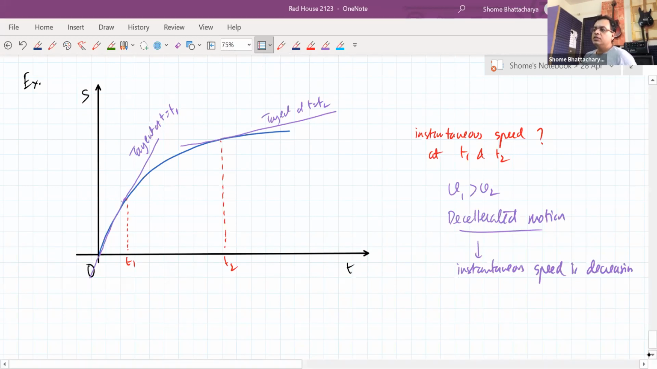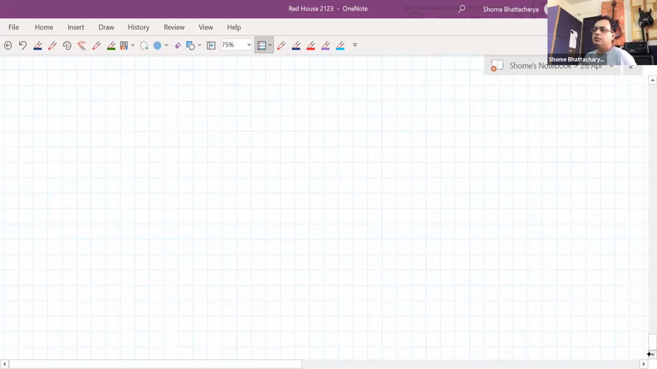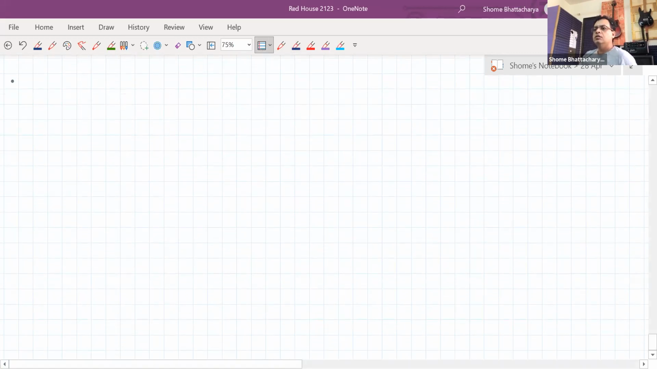Okay. Now let's come to our first numerical example. Now that we have understood the meaning of average speed and instantaneous speed, in terms of geometrical representation, it is the secant line slope which is the average speed, and the tangent line slope which is the instantaneous speed.